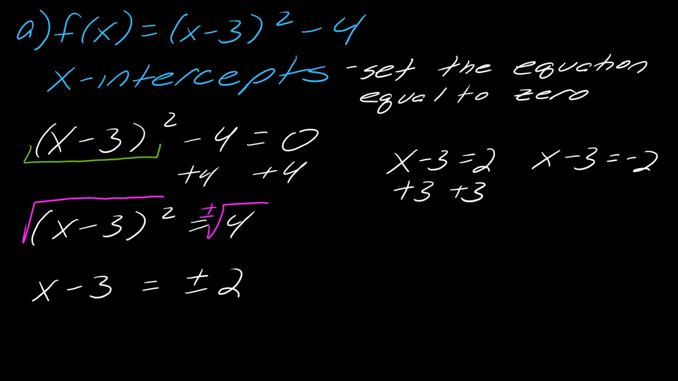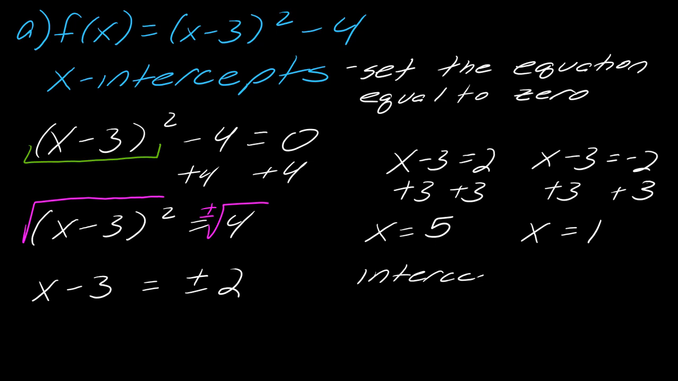If I add 3 to each side for this equation, I get x equals 5. And if I add 3 to each side in this equation, I get x equals 1. These are my two x-intercepts. I have to actually state these as points though. So they're 2 points, and I know the x-coordinate for each point. The first intercept is 5, 0. Remember, the 0 comes from the fact that we set the equation equal to 0. And then the second intercept will be 1, 0. So those are my two x-intercepts. That's a little bit more work.